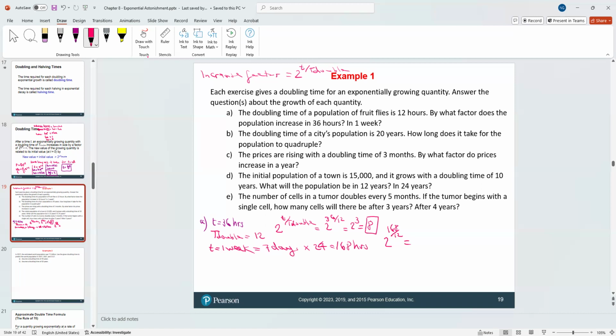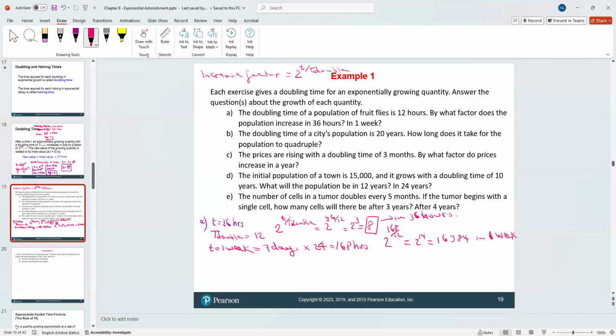Remember, first of all, they said do it for 36 hours, then do it for 1 week. In this case, it would be 2 to the power 14. So if you do 2 times 2, applying this factor 14 times, it's going to be 16,384 in 1 week. The first one is in 36 hours, and this one is in 1 week.